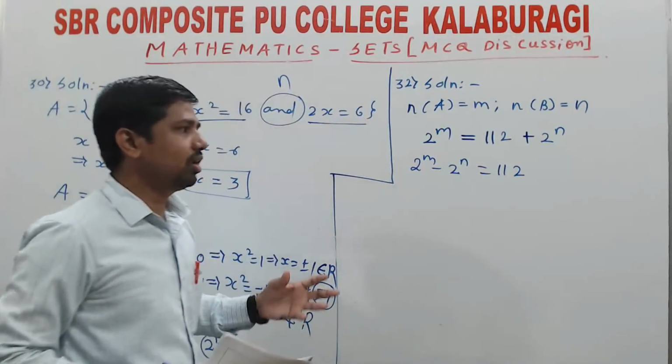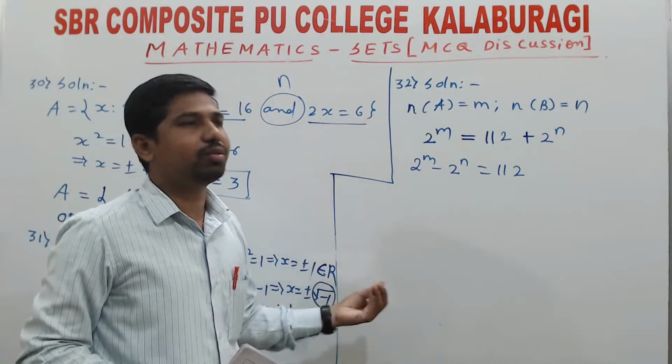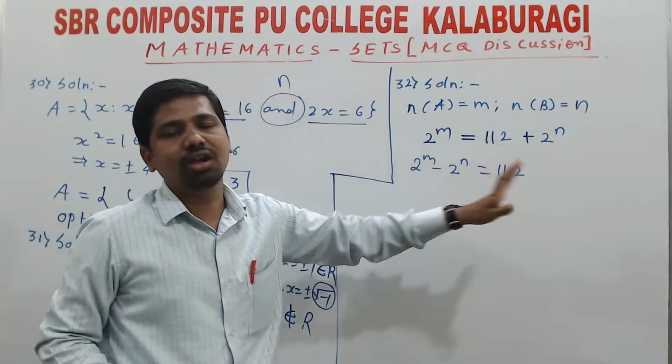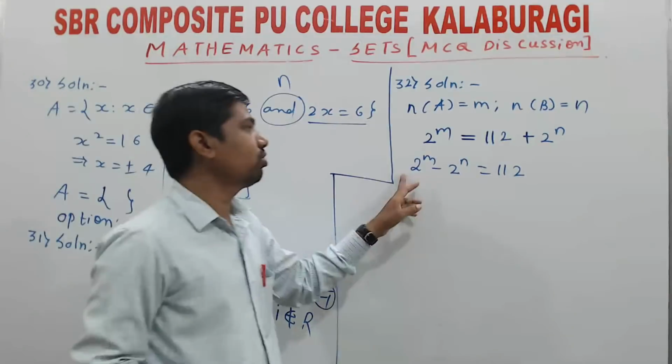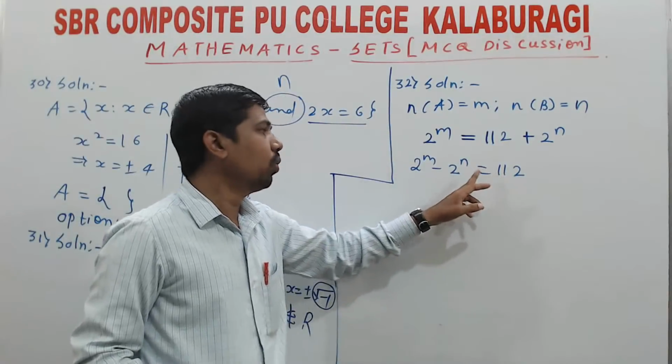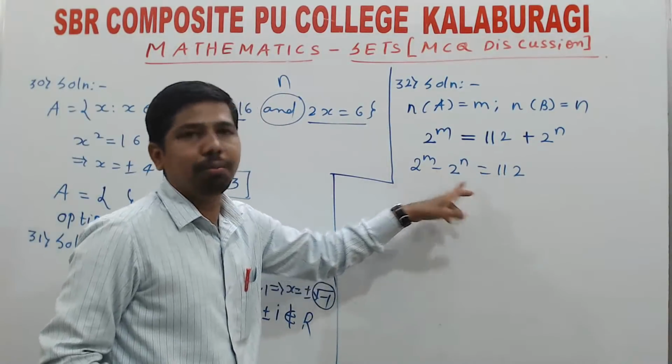So now we check option-wise. Which option satisfies the value of m and n? That is, you can tell the correct values of m and n. So the difference of powers of 2 should be equal to 112. How can we express the difference of powers of 2?